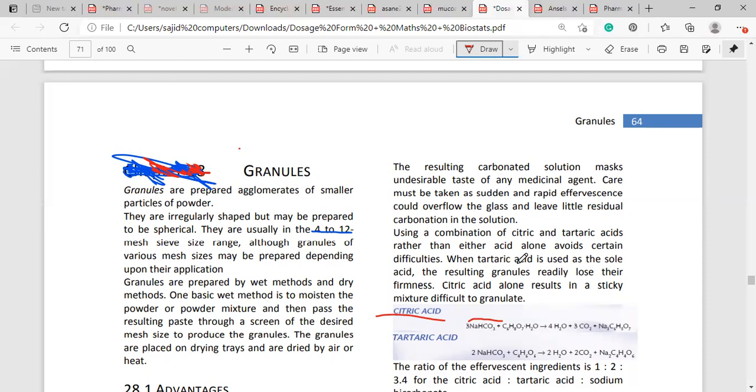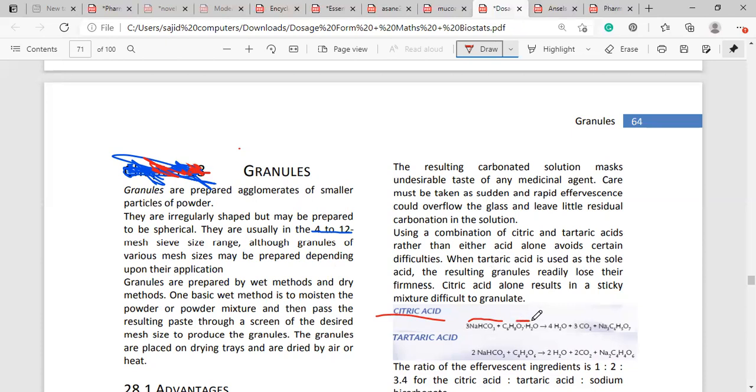When tartaric acid is used as a sole acid or alone, the resulting granules readily lose their firmness, and they are fragile and break. Citric acid alone results in sticky mixture difficult to granulate.